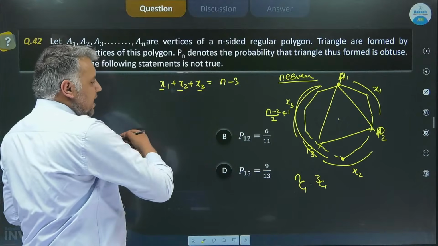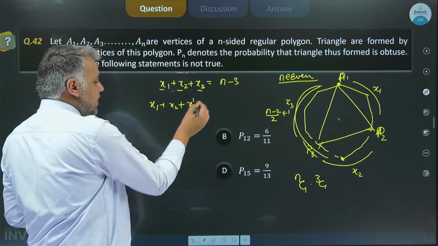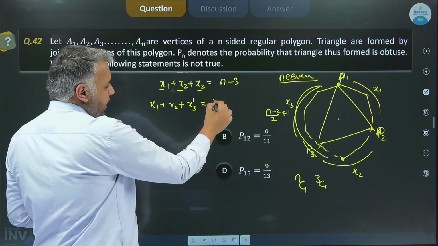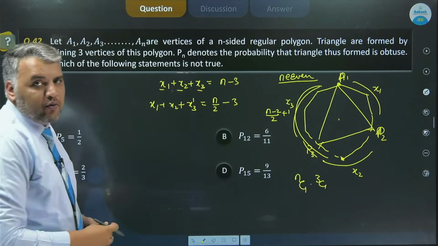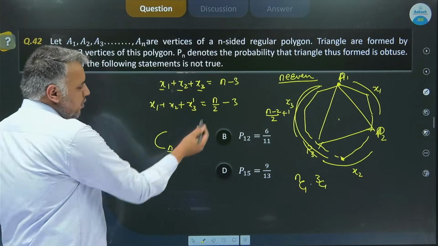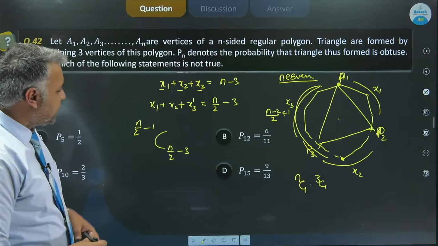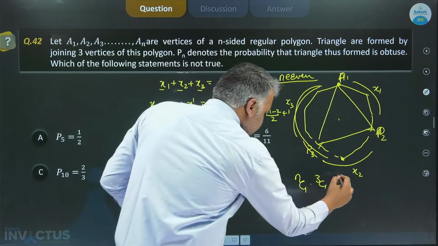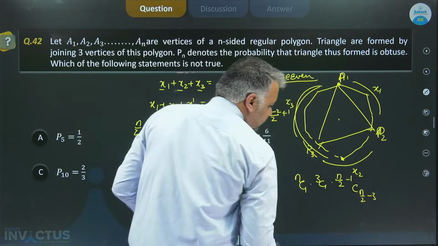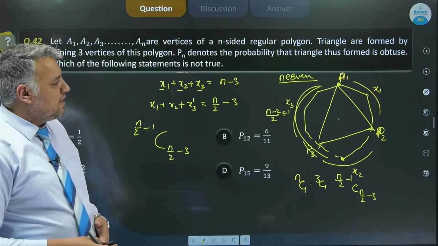Now if we give n by 2 to one of these, say x3, we have given the minimum n by 2, so we call it x3 dash. Then x1 plus x2 plus x3 dash will be n by 2 minus 3. Now the number of non-negative integral solutions of this equation will be, I think, n by 2 minus 1 c n by 2 minus 3. So these are total possible obtuse triangles if n is even.